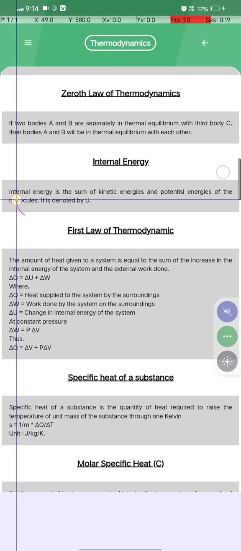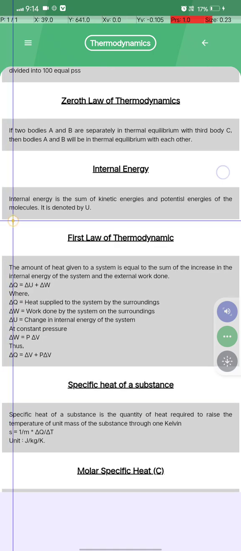Internal energy क्या होता है? Internal energy is the sum of kinetic energy and the potential energy of the molecules. It is denoted by U.